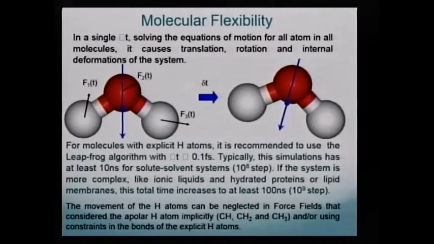Typically, you can use 0.1 femtosecond of time, but if you freeze the movement of the hydrogen, either put it together with other atoms or make the bond of the hydrogen fixed, you can increase this number from 0.1 to 2 femtoseconds. So you are making your simulation 20 times faster if you make only the hydrogens fixed, okay?